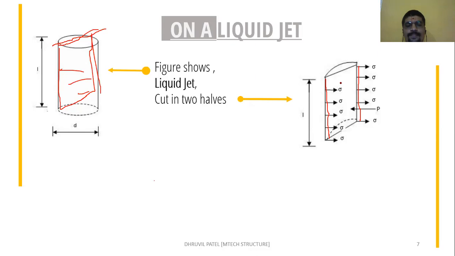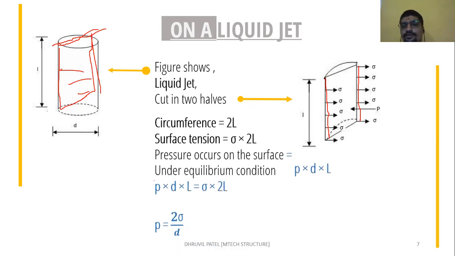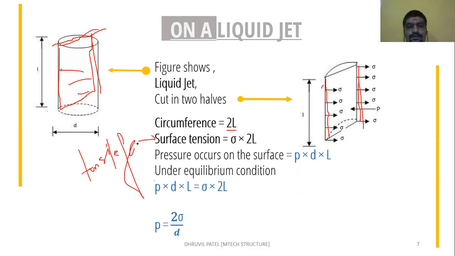So circumference is equal to 2 into L. This one is one length, this is another length, so it will be multiplied by 2 into L. So tensile force, here again my mistake, it will be tensile force, not surface tension. Sorry, tensile force is equal to surface tension into 2L.